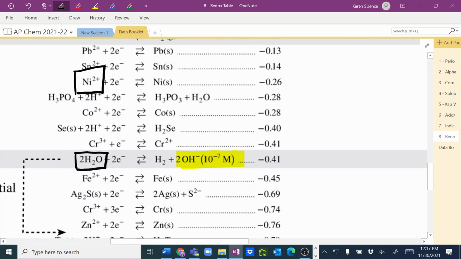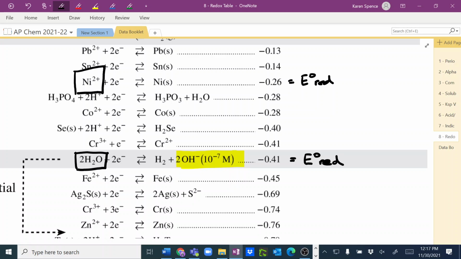So these are being reduced. So this is my reduction potential, and this is my reduction potential. Who is less bad at getting reduced? I know that sounds terrible, but neither of them are particularly good because they're negative values, yes? Who is better at getting reduced? Nickel is better at getting reduced. It's got a higher reduction potential, yes?